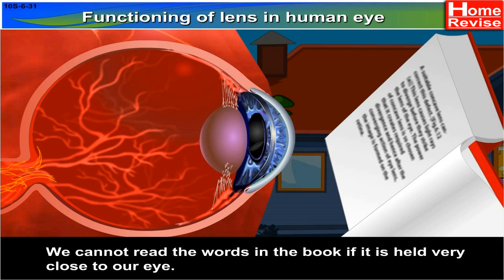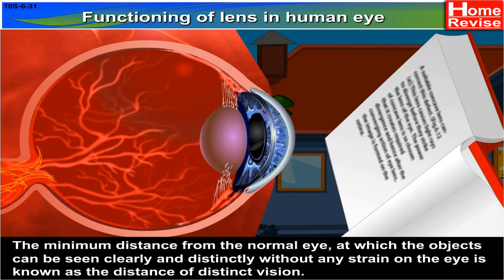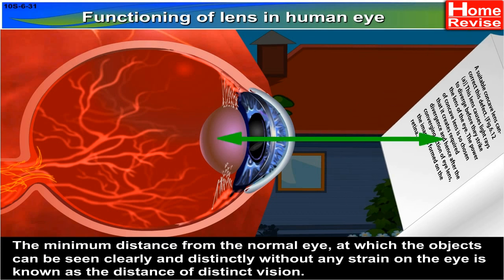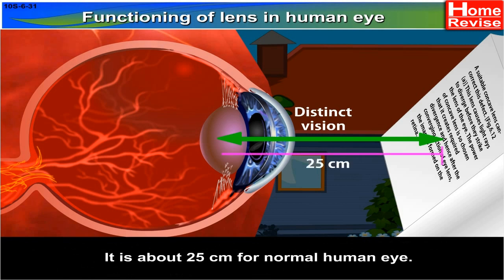We cannot read the words in the book if it is held very close to our eye. The minimum distance for the normal eye at which the object can be seen clearly and distinctly without any strain on the eye is known as the distance of distinct vision. It is about 25 centimeters for normal human eye.